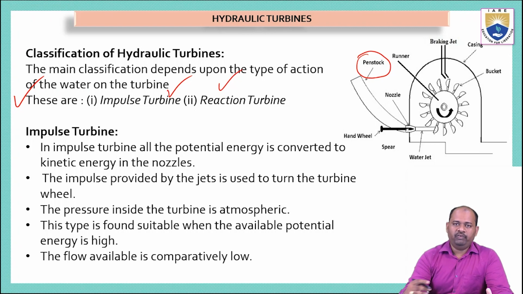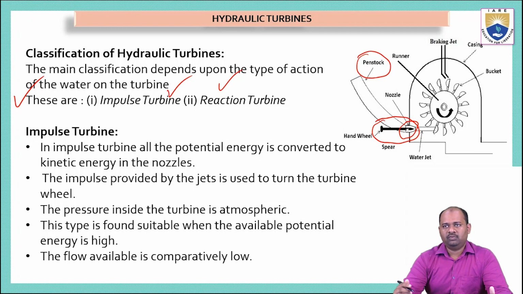Now, we will make the water flow through the penstock. The penstock is a pipe of large diameter, about 1 meter. When the water comes out of the penstock, it will make the turbine wheel rotate. We have a hand wheel and spear arrangement here, and at the end of the pipe we have a nozzle, so we can increase the velocity and pressure of the water coming out of the nozzle. When this water touches the turbine wheels, it will rotate the turbine. When the turbine is rotating, the rotating shaft will rotate the generator so that we produce electricity.